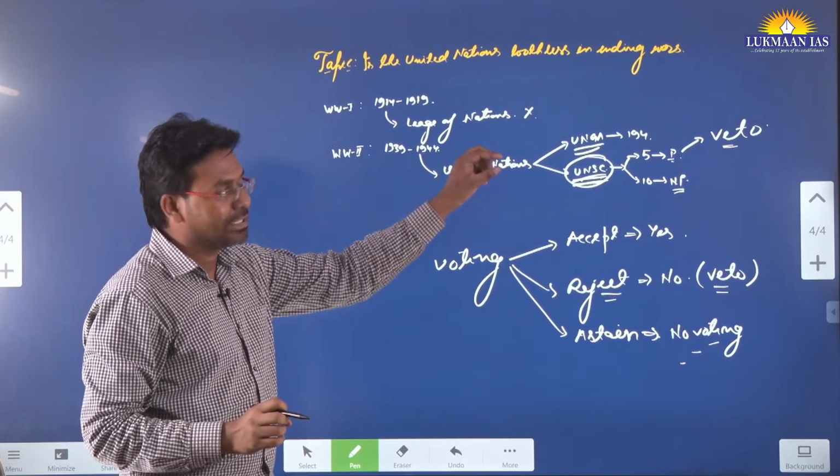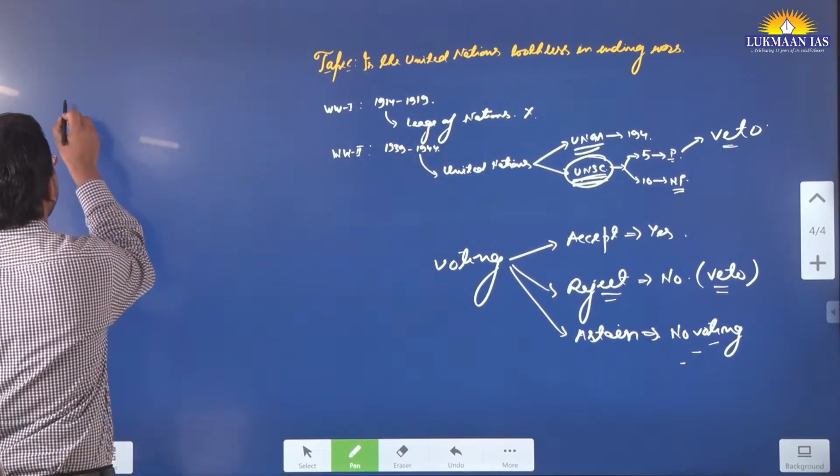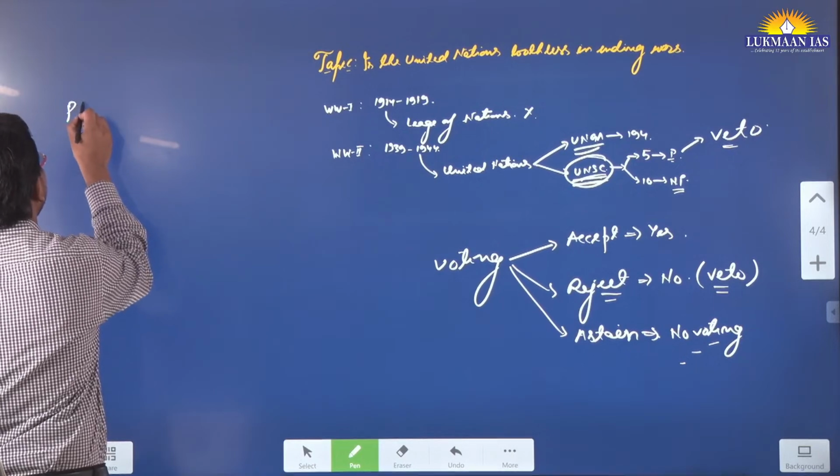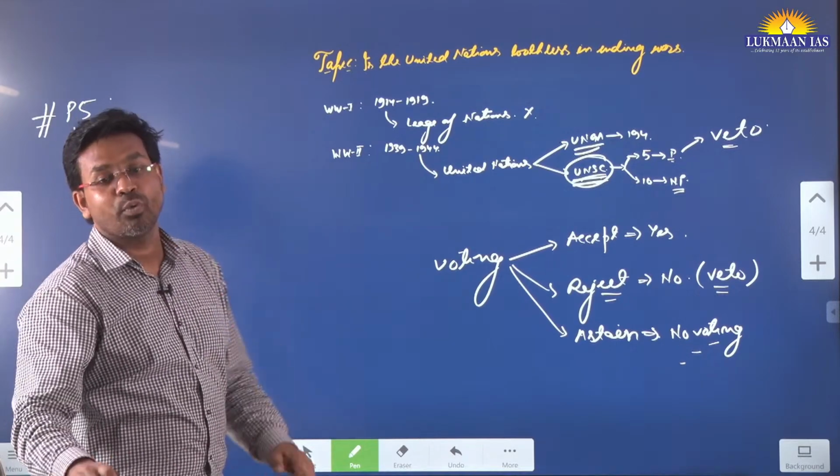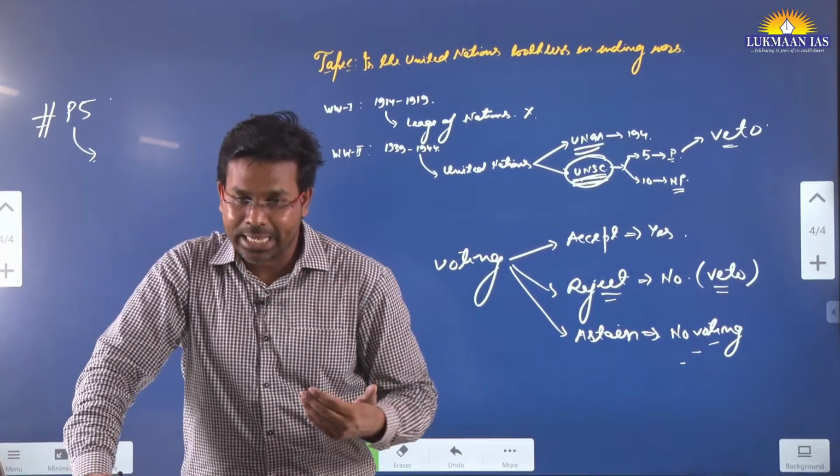Why? Because in this article they have mentioned that these 5 permanent members, the P5, are not working in a way that represents the entire world.